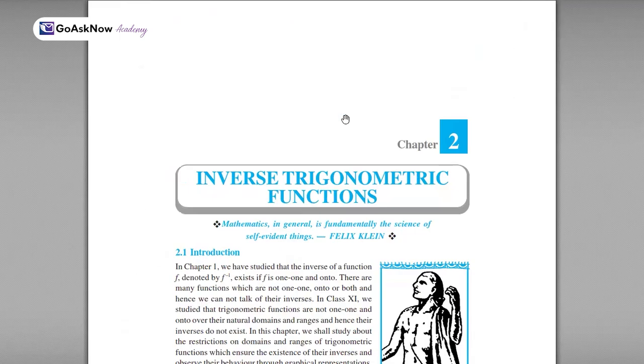So we are now moving on to the second chapter, that is inverse trigonometric functions. Okay. Just a minute. Basically, I think we have covered the first chapter, it is completed today.